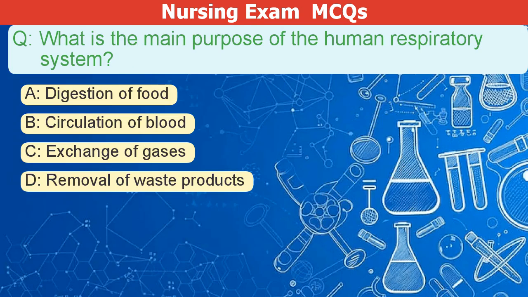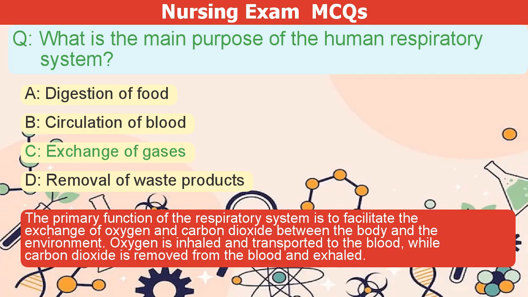What is the main purpose of the human respiratory system? A. Digestion of food. B. Circulation of blood. C. Exchange of gases. D. Removal of waste products. The correct answer is C. The primary function of the respiratory system is to facilitate the exchange of oxygen and carbon dioxide between the body and the environment. Oxygen is inhaled and transported to the blood, while carbon dioxide is removed from the blood and exhaled.